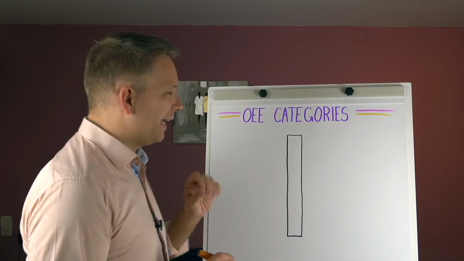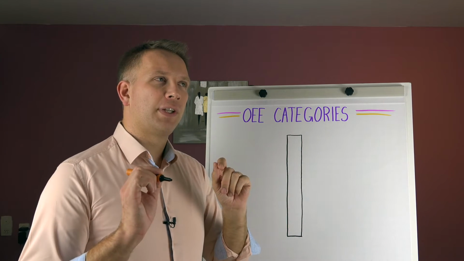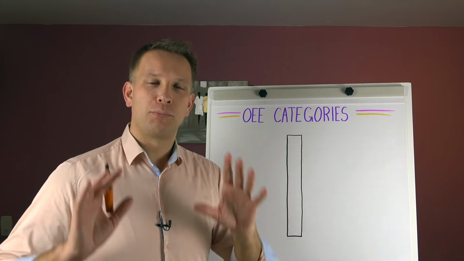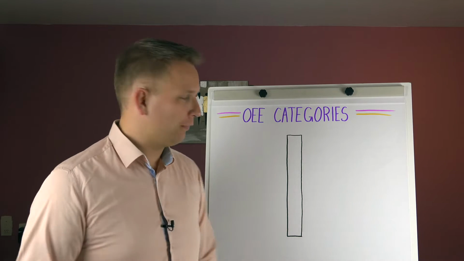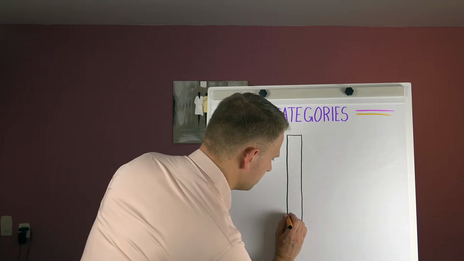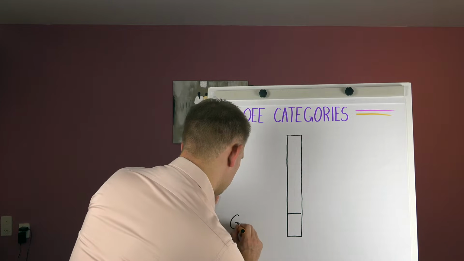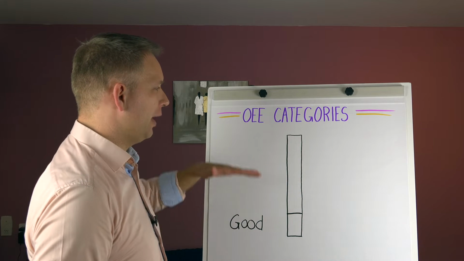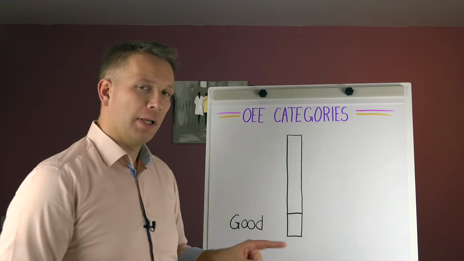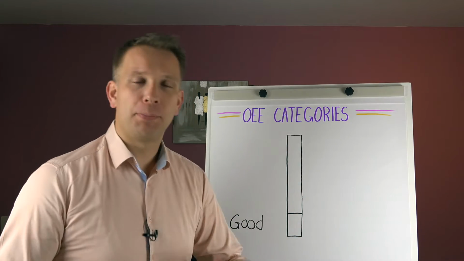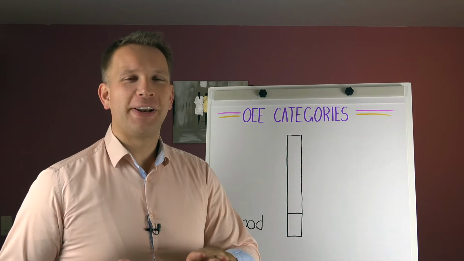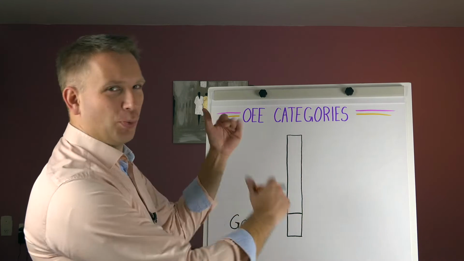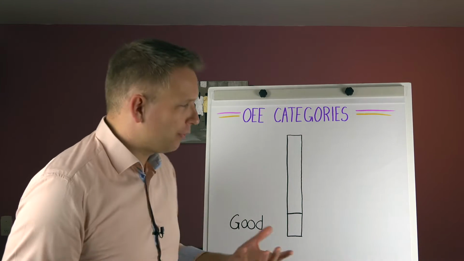Now, I think it is good to first take the very broadest category that we have for OEE measurement. And that is good and waste. So basically, this is your OEE percentage. Now, in this bar we have a very low percentage, but that's because I just want to have some space for all of the categories.